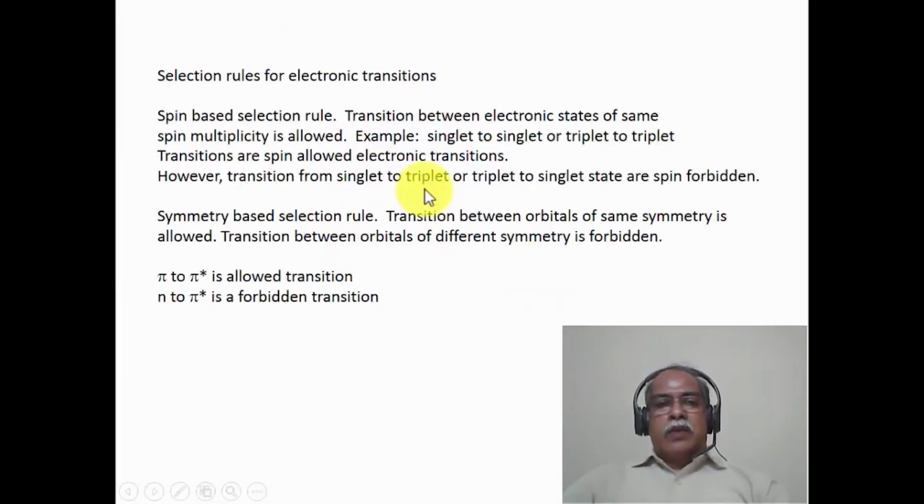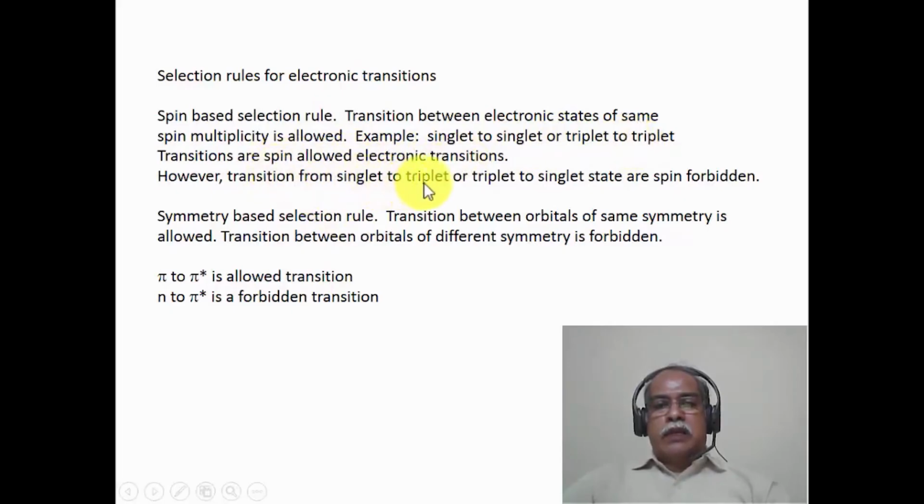Now there are selection rules on the electronic transition. There are two types of selection rule. One is based on the spin, which is called the spin based selection rule. Transition between electronic states of the same spin multiplicity is allowed. In other words, if you go from a singlet state to singlet state or from a triplet state to triplet state, they are spin allowed transitions.